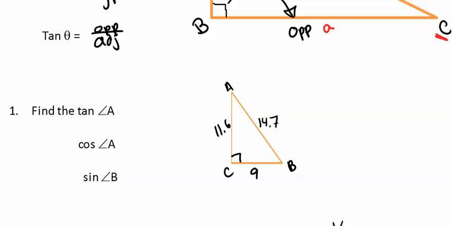So for the first one, tangent of angle A, we're up here. And tangent is opposite over adjacent. So from angle A, opposite would be side A, and adjacent would be 11.6. Here's opposite and adjacent. So the ratio for tangent of angle A would be 9 over 11.6.